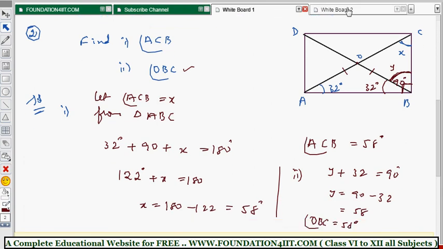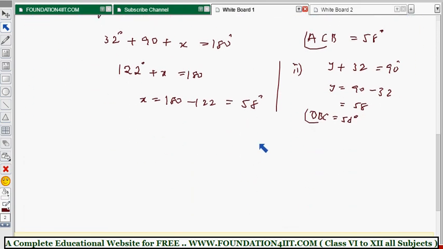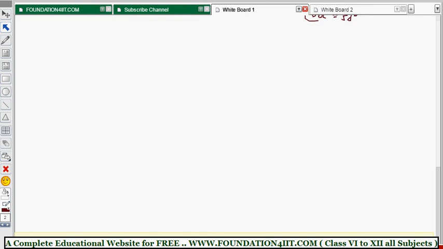And see one more sum. In the given figure, ABCD is a rhombus. I'll take one rhombus diagram.